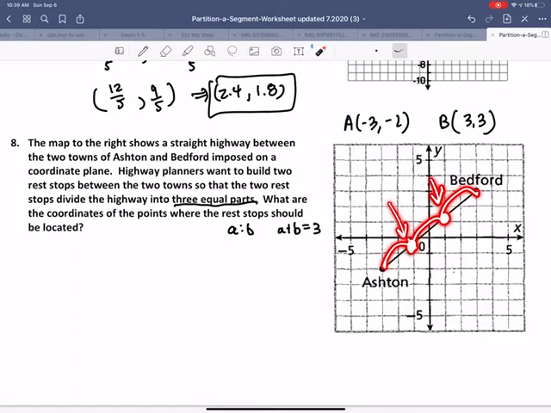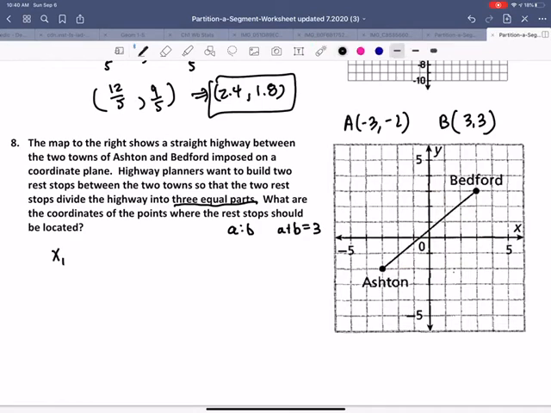So this coordinate looks like a ratio of 1 to 2, because there's 1 to the left and 2 to the right. Okay, so this location would be at a ratio 1 to 2. This point would be at a ratio 2 to 1. So we can do both.